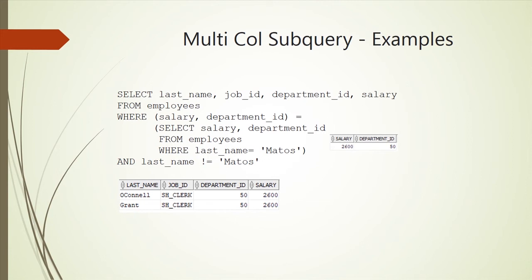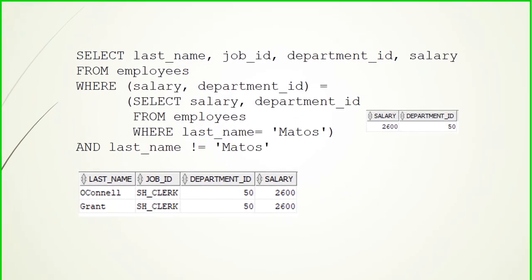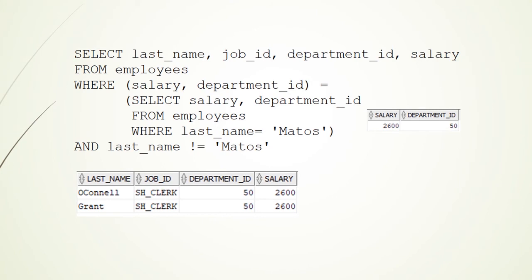So let's assume that we want to return all employees where the salary and department ID of those employees is the same as the salary and department ID of employee Matos. So first of all, I want to write a query that returns the salary and department ID of employee Matos. This is the subquery statement.